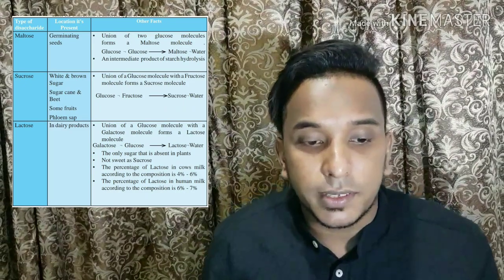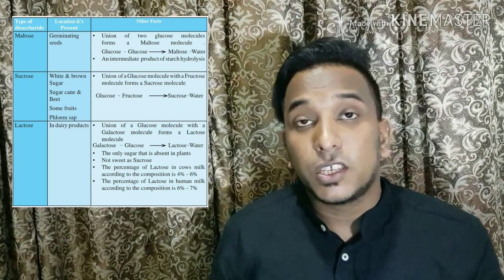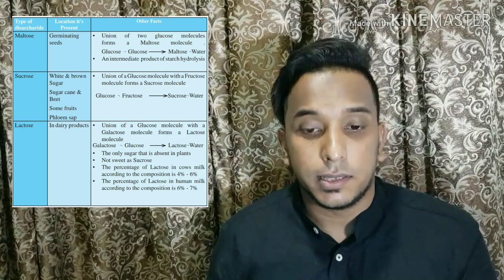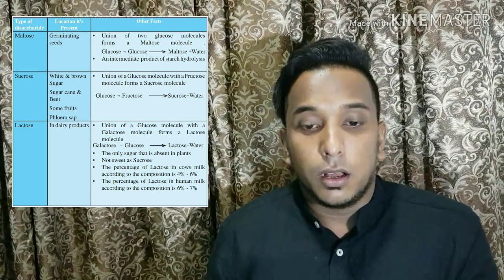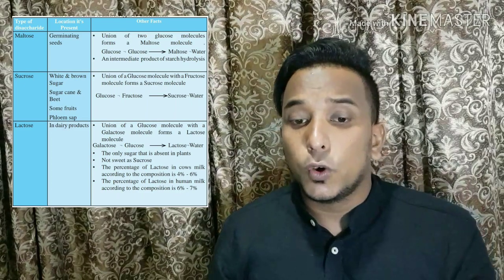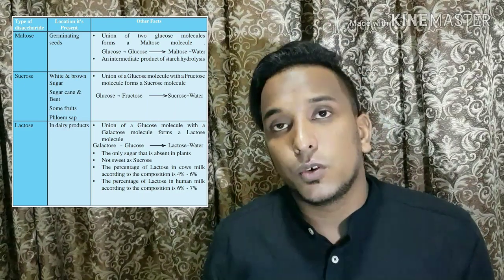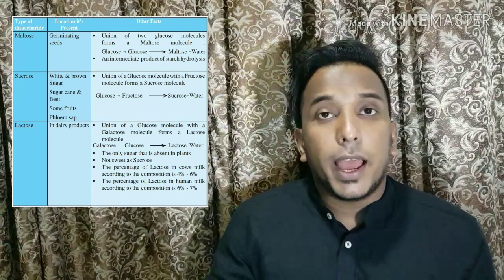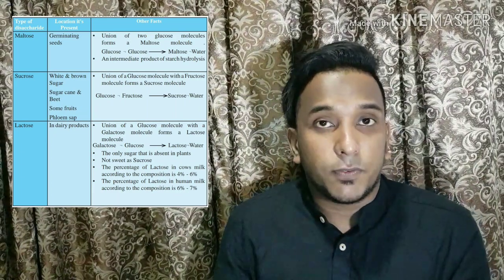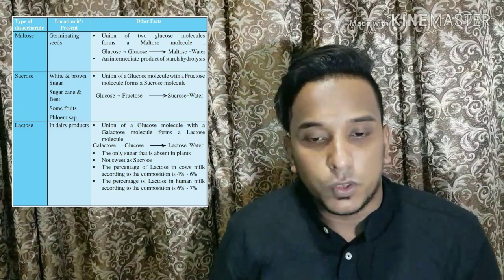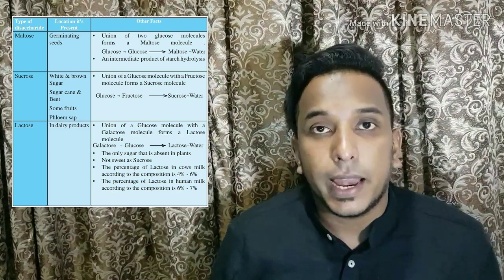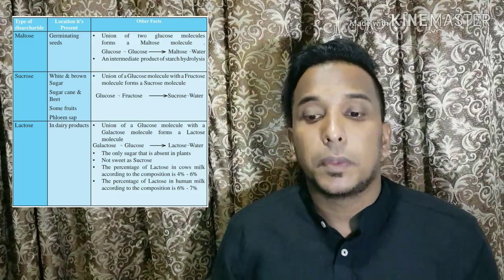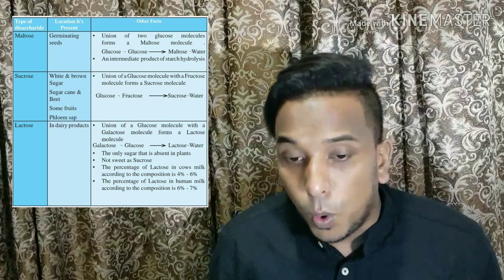Let's move on to the third example, that is lactose. Lactose is a disaccharide that is present in dairy products, as I explained earlier. It is the union of a glucose molecule with a galactose molecule. Galactose is also a monosaccharide, and lactose is formed by the combination of one glucose molecule with one galactose molecule, which gives the main product lactose and water as a byproduct.